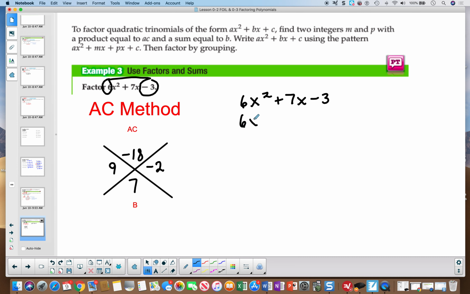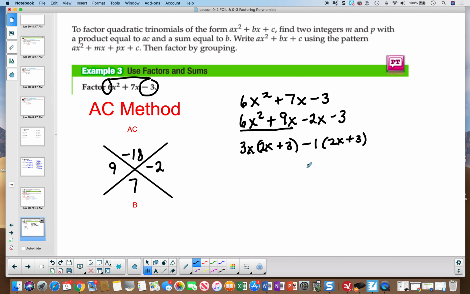And so then we can go ahead: 3x squared plus 9x minus 2x minus 3. And again, we're going to do factoring by grouping. So the common factor is 3x. So we're going to have 3x times 2x plus 3. And then over here, the common factor is negative 1. And then this is 2x plus 3. And so our common factor is 2x plus 3. And then when we remove that factor, we're going to get 3x minus 1, which is the same answer that we had just a few minutes ago.